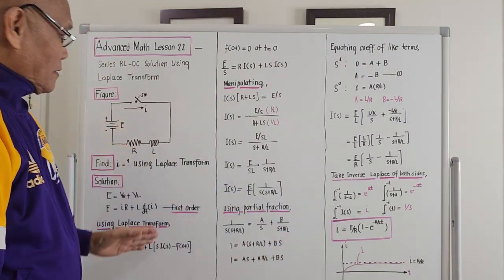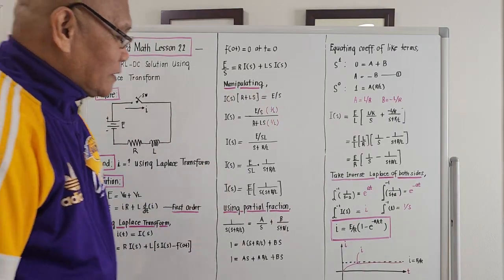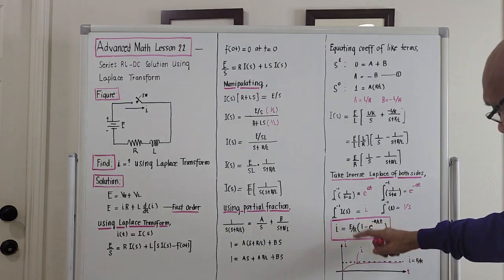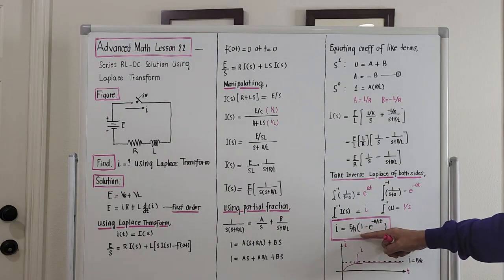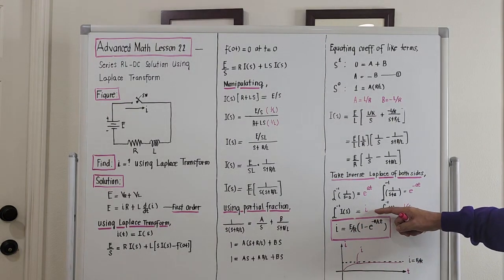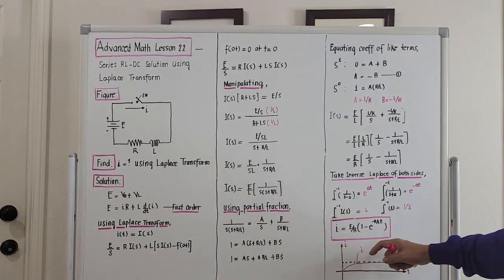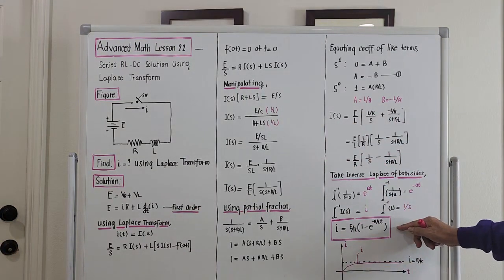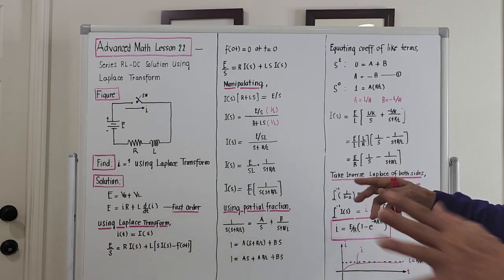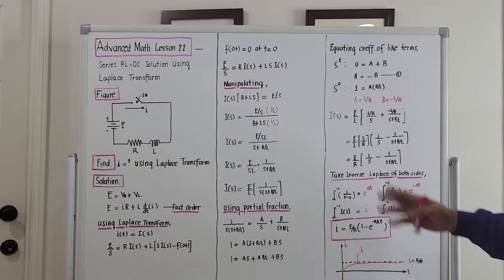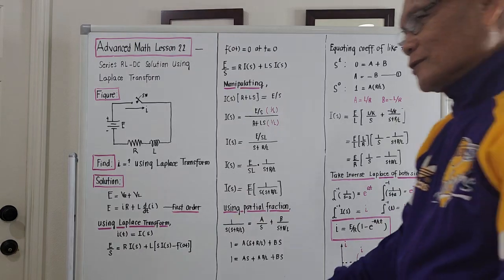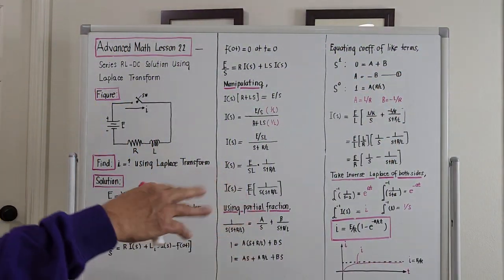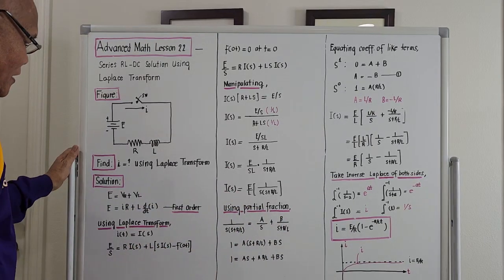I will read the final answer actually. Current I as a function of time is E over R times the quantity 1 minus e raised to minus R over L times time, plus quantity. From our classical solution, this is our final answer. And supposedly what comes out is actually the same. Okay, let's try to bring out the Laplace solution.